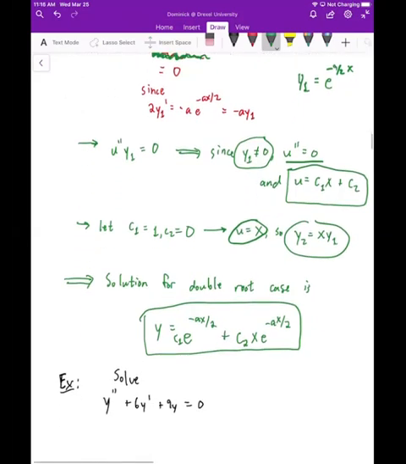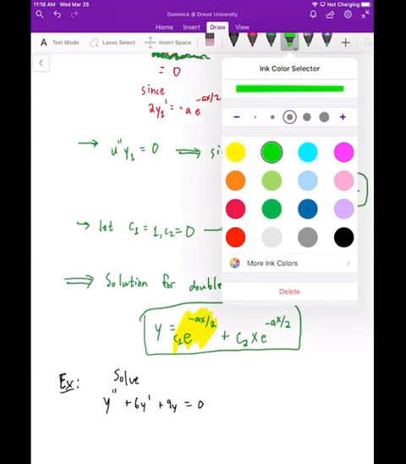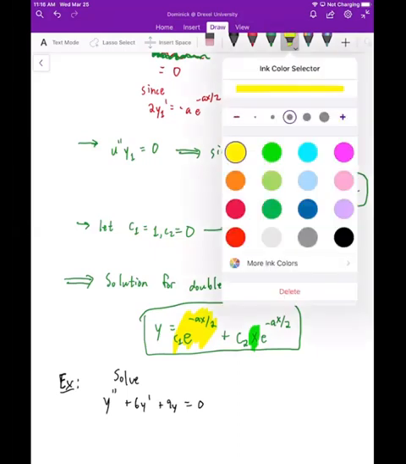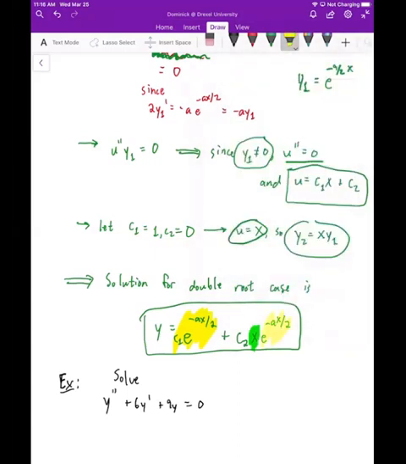So in the double root case, you're going to get the usual one that you think of: e to the minus a over 2 x, which is found by the root of the characteristic equation. And the other one will be similar, except you're also just going to multiply by an x. So it's the same thing, except we also multiply by a factor of x. Now, of course, you don't have to do this every time. Just know that in the double root scenario, this is the solution form.